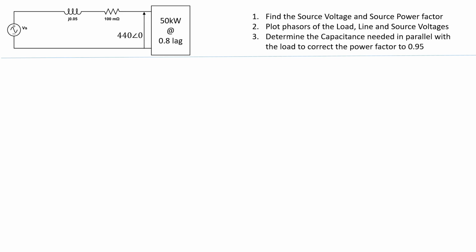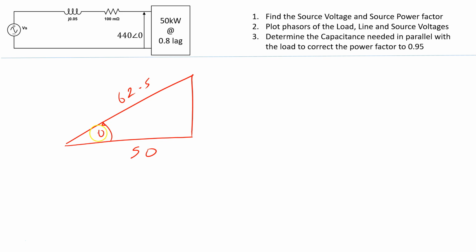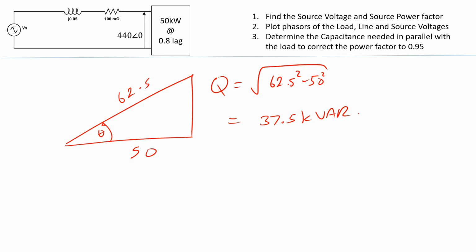So this is my triangle now. I have 50, 62.5, and this is Q here, which is equal to the square root of 62.5 squared minus 50 squared, and that works out to 37.5 kilovars. This is with an angle of 36.87, and remember this angle of 36.87 is cosine inverse of 0.8.